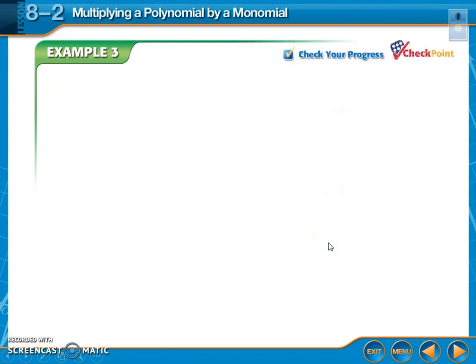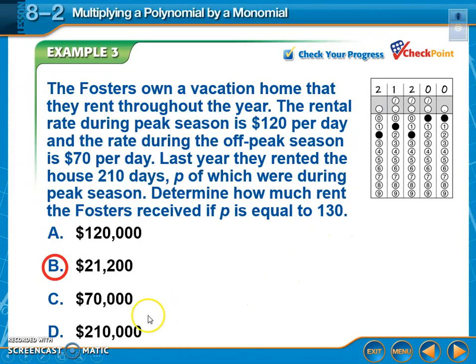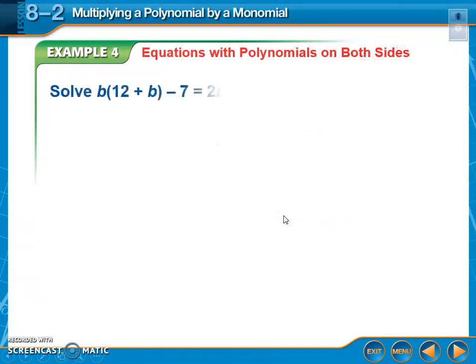There you go. Oh, they gridded them. How cute. All right? Let's look at this real quick. There you go. Answer's B, $21,200. If we need to go over that one, we can in class.